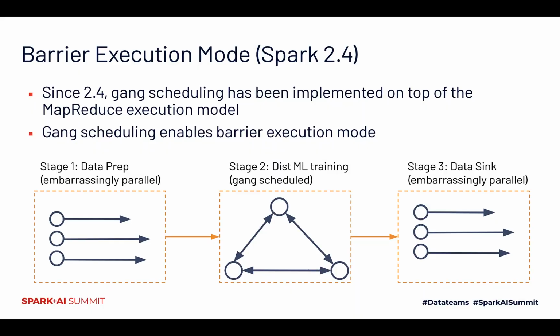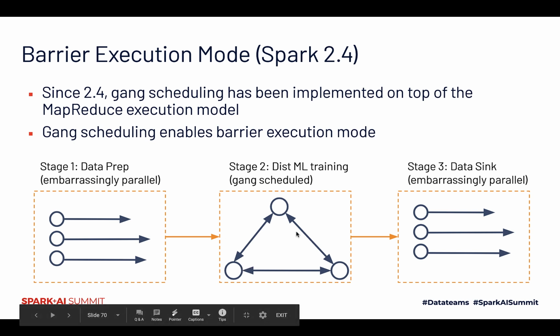Well, Spark introduced with Project Hydrogen the barrier execution mode. In the barrier execution mode, Spark is able to transition from its highly parallelized throughput model when it's doing data manipulation to instead support these long-running, interconnected communicating tasks that are needed to run something like TensorFlow.